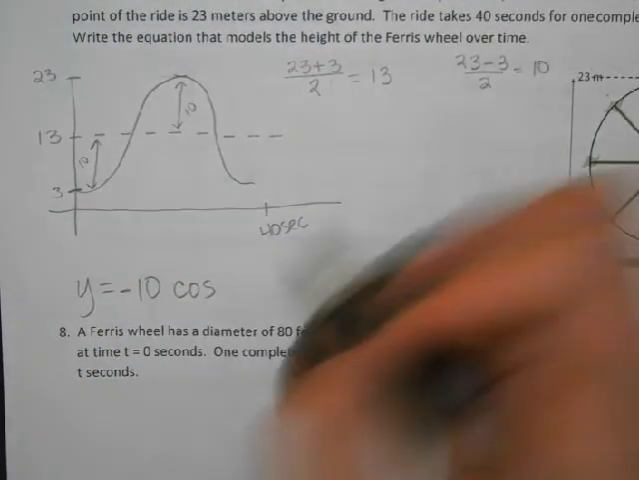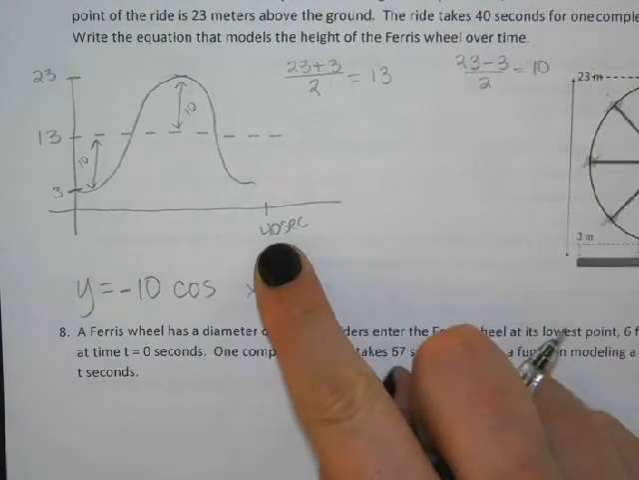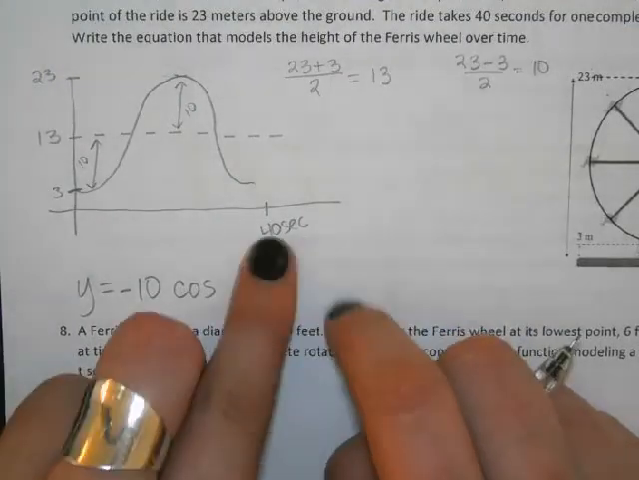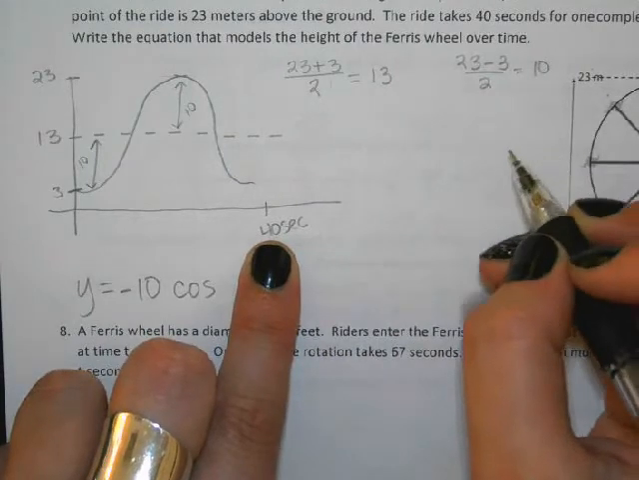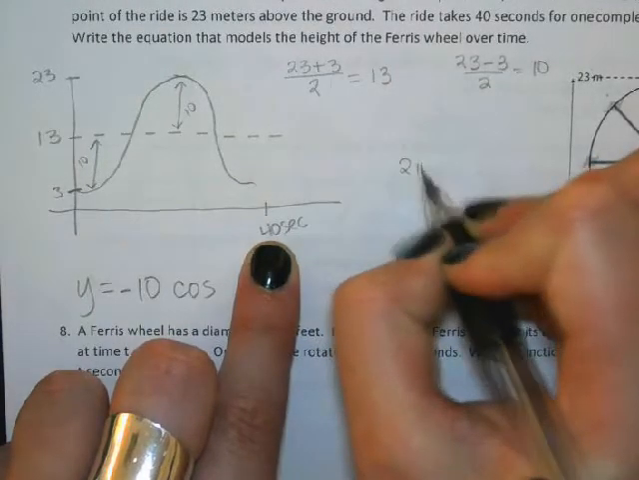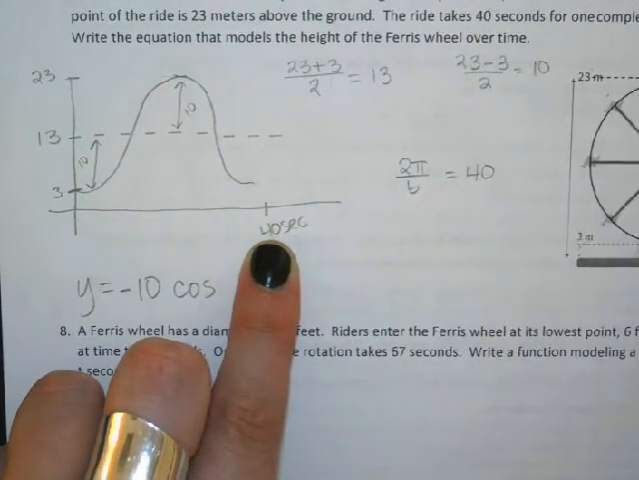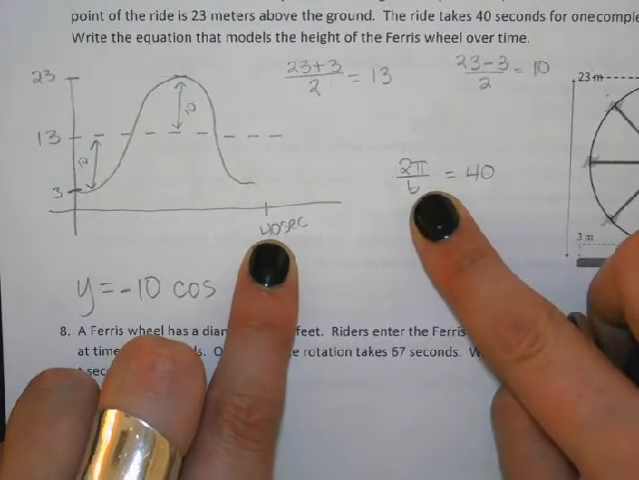We need to have a number in front of the x, right? So how do we mathematically find a period of 40? What's the formula? 2 pi divided by b equals 40 seconds. We are trying to solve for b.